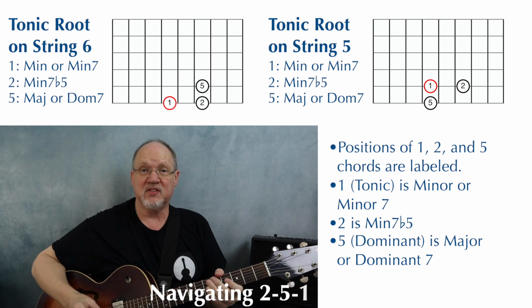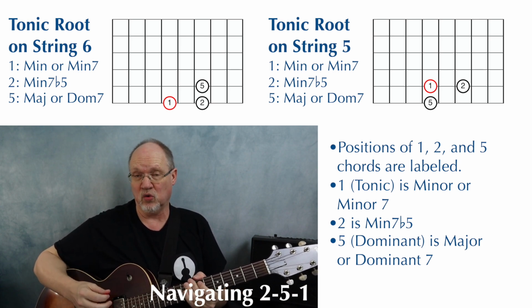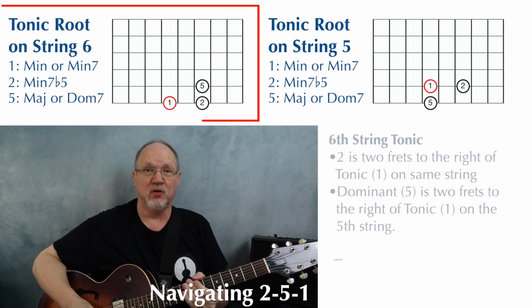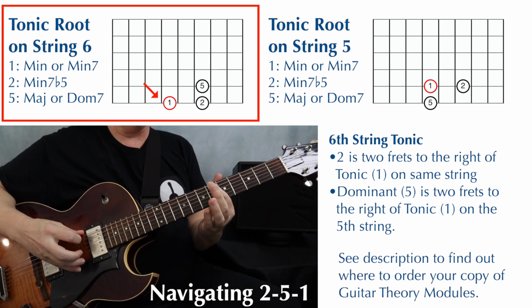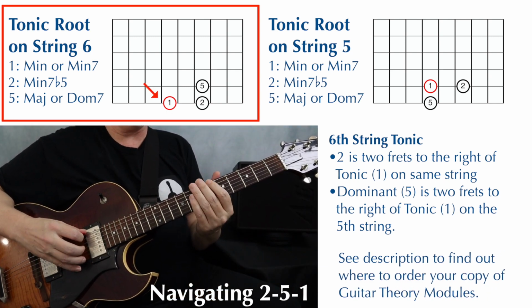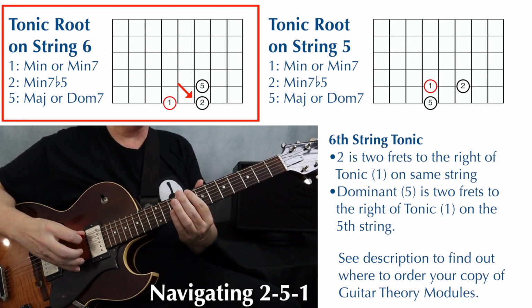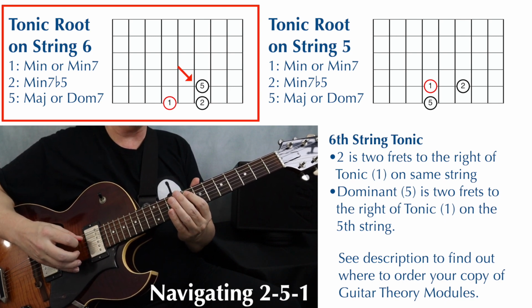The diagrams at the top of page 155 show how to find the root of the tonic or 1 chord, the 2, and the 5 in relation to each other. So if the root of your 1 chord is on the 6th string, the root of your 2 chord is going to be 2 frets to the right of that on the 6th string still. The root of your 5 or your dominant chord is going to be the same fret as your 2 chord, but on the 5th string.